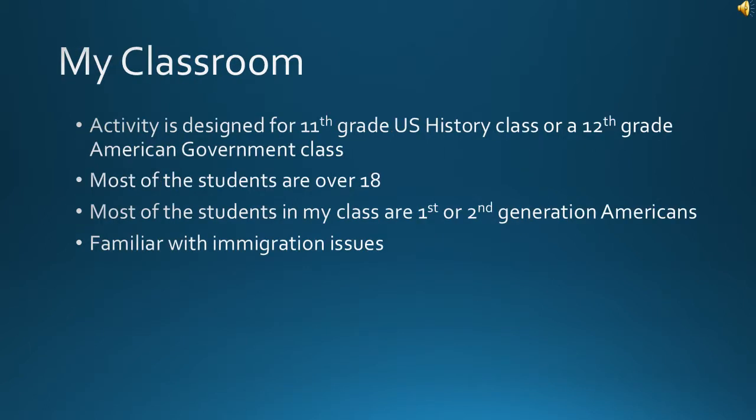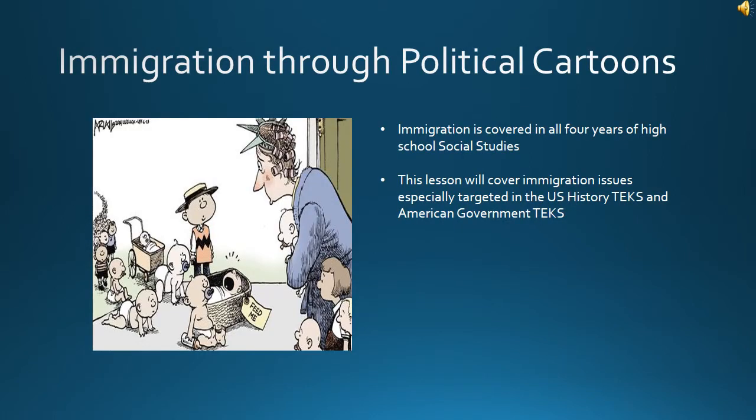The activity that we're going to do is designed for an 11th grade classroom in U.S. history or a 12th grade classroom in American government. Most of the students that I teach are over 18, and the students are first or second generation Americans, so they're familiar with the immigration processes. Immigration is covered in all 4 years of high school social studies.